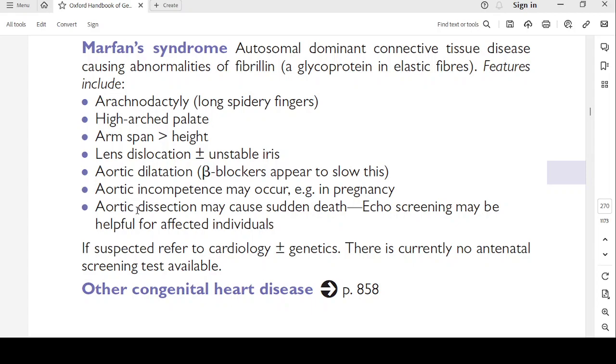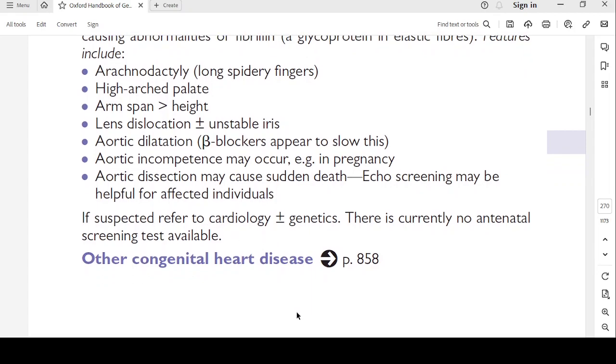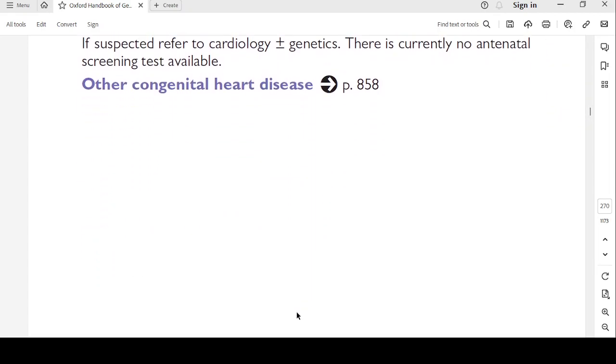Aortic dissection may cause sudden death. Echo screening may be helpful for affected individuals. If suspected, refer to cardiology plus genetics. There is currently no antenatal screening test available for Marfan syndrome. Other congenital heart diseases, page 858.